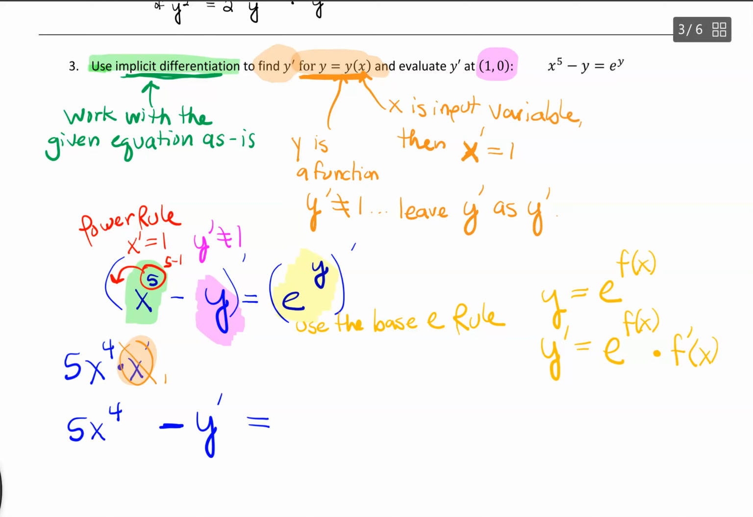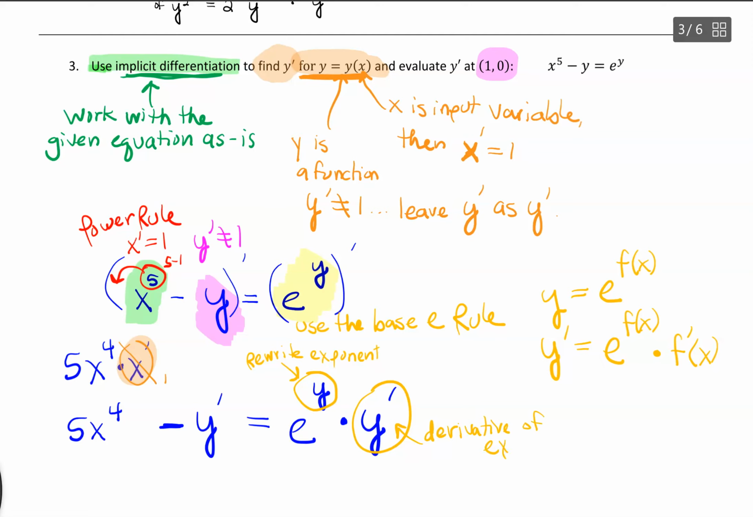Okay, so let's do that. If I start with e to the y, the derivative is e to the y, but then I have to tack on the derivative of the exponent. So your rule says you rewrite the exponent, and then you tack on the derivative of the exponent. And you have to know that y prime does not equal 1 because y is a function, not a variable.